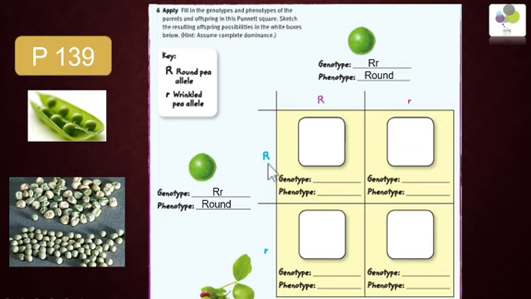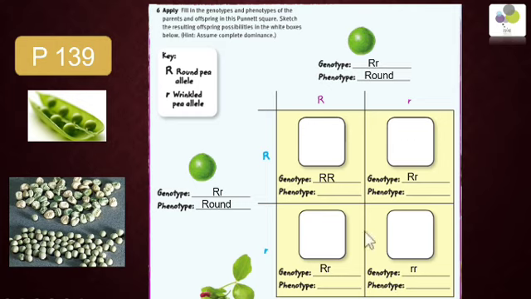Okay, let's see, guys, the possible offspring. Here, in the first square we have capital R, small r. The second one we have small r, capital R, but we write capital first, guys, so capital R, small r. In the third one we have capital R and small r, and the last one we have small r, small r. What about the phenotype, guys?